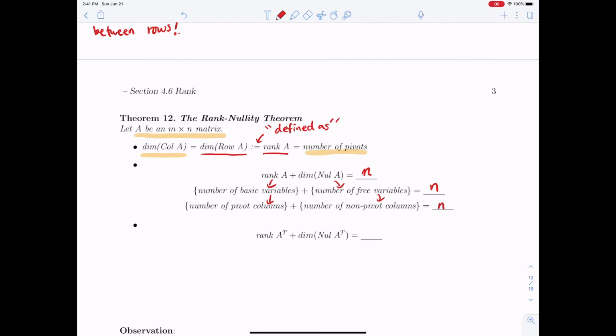And if you apply this to the transpose matrix of A, then we know that A transpose is an n by m matrix. So these two add up to the number of columns of A transpose, which equals m in this case. And people call the dimension of the null space of A the nullity of A. So that's why this theorem is called the rank-nullity theorem.